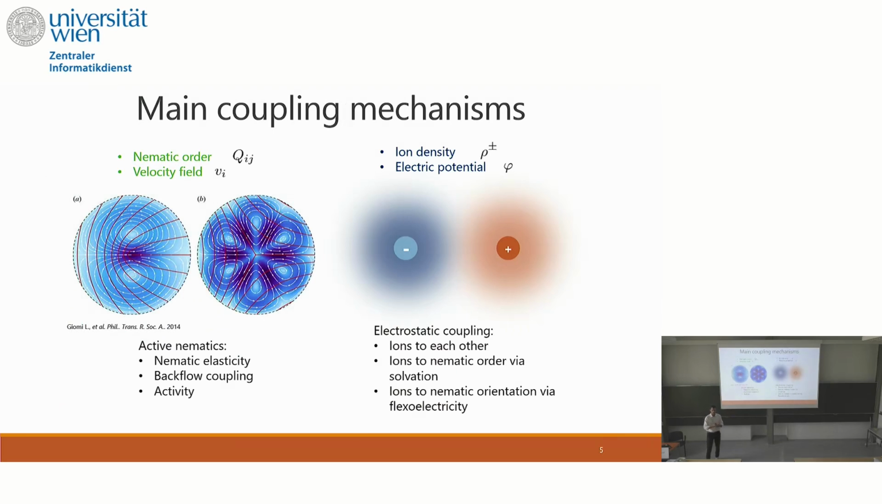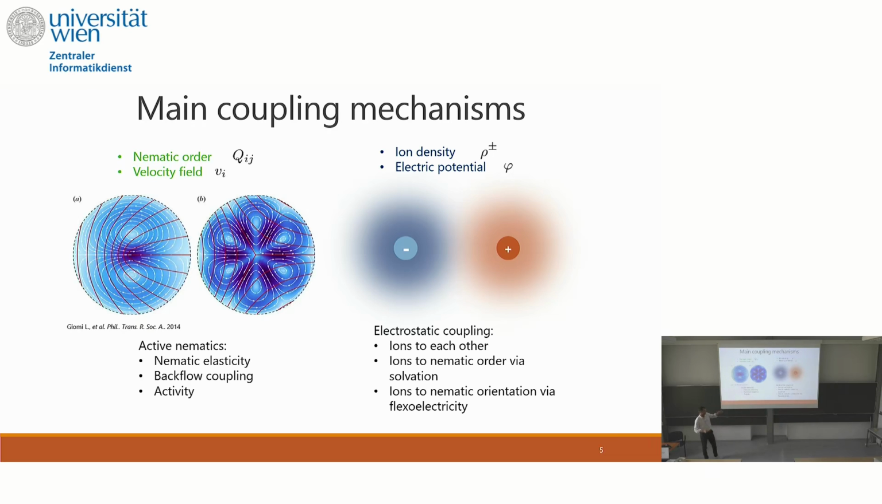Okay, now let's try to combine those systems. So active nematics and ions, as Jeffrey also mentioned before. On one hand, we have this nematic order, which we describe with the Q tensor, and the velocity field v. On the other hand, we have ion density and electric potential. So ions couple to each other, but they couple also to the nematic order via solvation, which is the same as the ion partitioning that Jeffrey mentioned, and ions couple to nematic orientation via flexoelectricity.